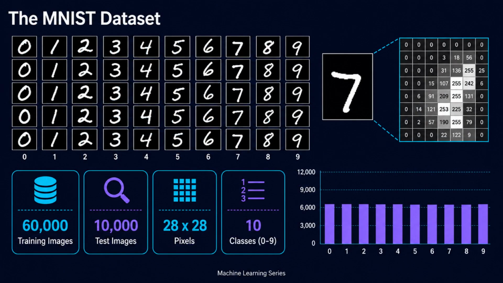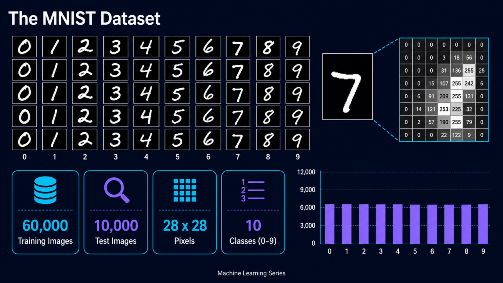The MNIST dataset is one of the most widely used benchmarks in machine learning. It consists of 60,000 training images and 10,000 test images of handwritten digits from 0 through 9, giving us 10 classes. Each image is 28 by 28 pixels in grayscale, meaning each pixel has a single intensity value rather than RGB channels. When we flatten a 28 by 28 image, we get a vector of 784 values, which becomes the input to our neural network.